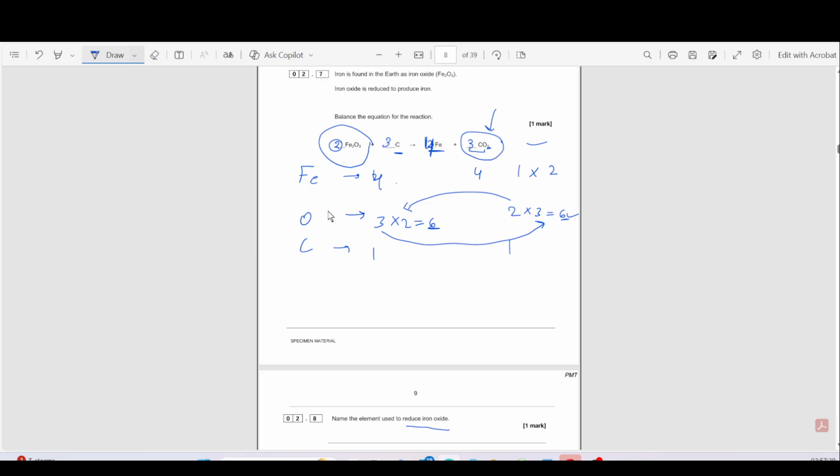Reducing means either adding hydrogen or removing oxygen. Now oxygen is with carbon, but carbon was just by itself before. Now it has oxygen, so carbon has taken its oxygen, right? The element that reduces iron oxide is carbon.